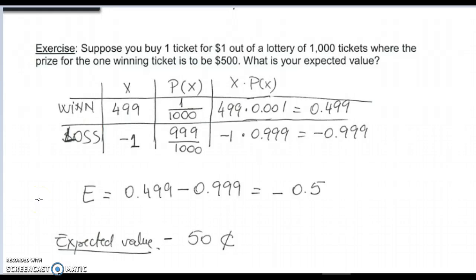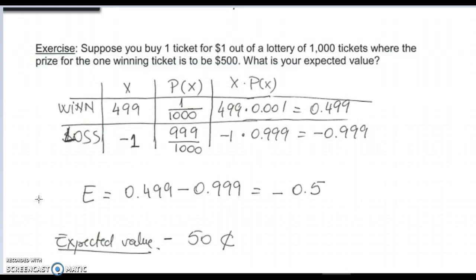Problem 25 says, suppose you buy 1 ticket for $1 out of a lottery of 1,000 tickets, where the prize for winning 1 ticket is to be $500. What is your expected value? So, in other words, how much money would a person expect to make? The expected value if you bought 1 ticket.